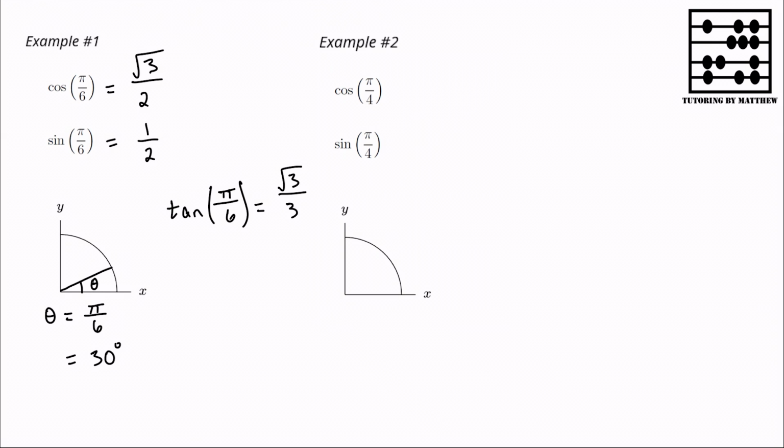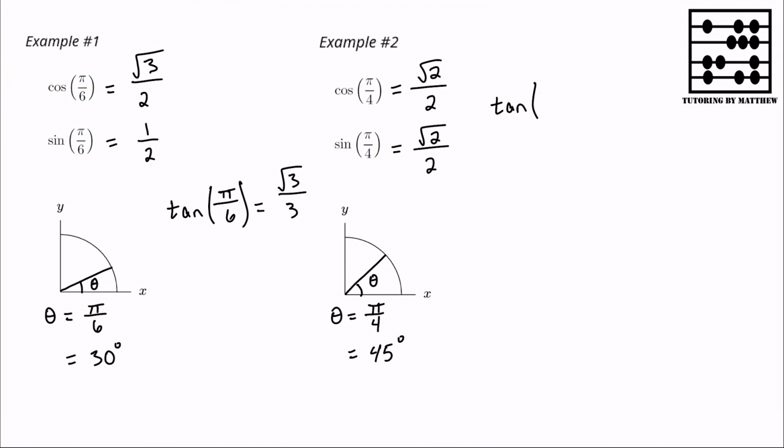The next example is finding the values of the sine, cosine, and tangent of pi over 4. Again, we draw our angle to visualize where it is located, always starting from the positive x-axis and moving in the counterclockwise direction. Pi over 4 or 45 degrees is located here. The cosine of pi over 4 is square root 2 over 2. The sine of pi over 4 is the same value. Finally, the tangent of pi over 4 is equal to 1.